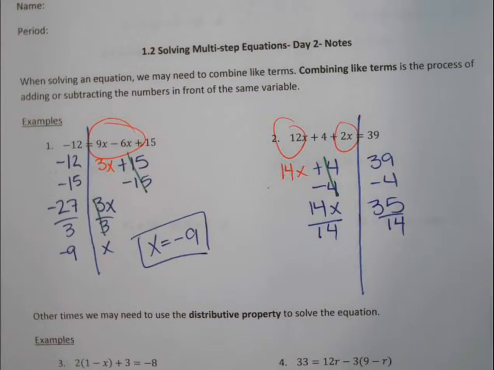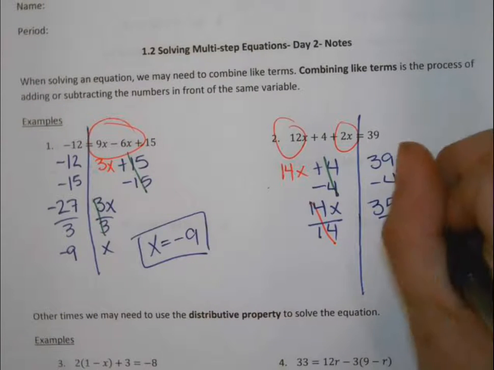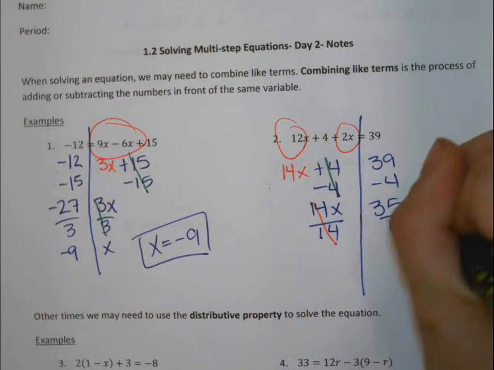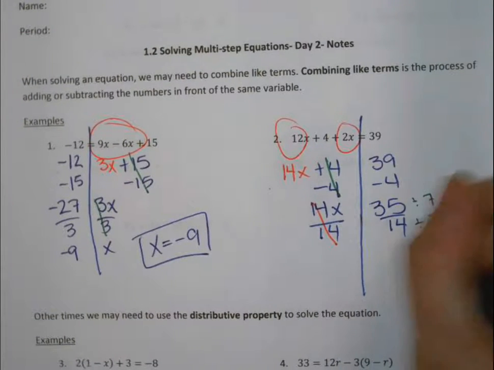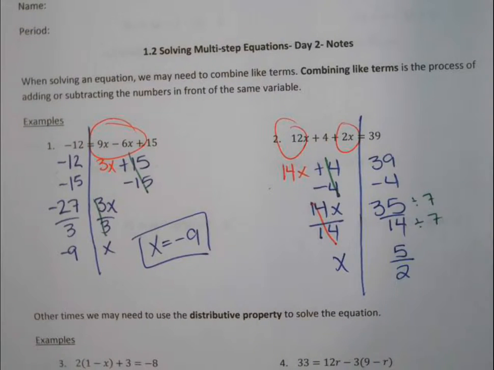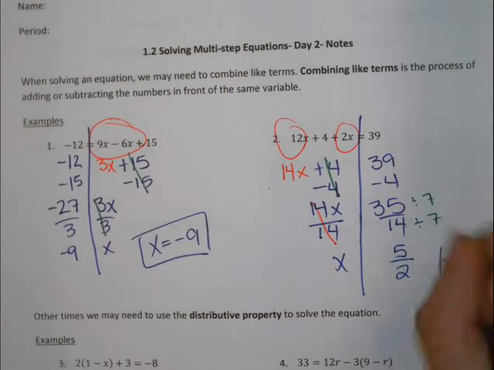On the left side, they cancel out nicely, but on the right side, 35 and 14 do not divide out nicely. But what I can do is both of them can be divided by 7. So 35 divided by 7 is 5. 14 divided by 7 is 2. And then I still have the x on the left. So my answer here is x equals 5 halves.